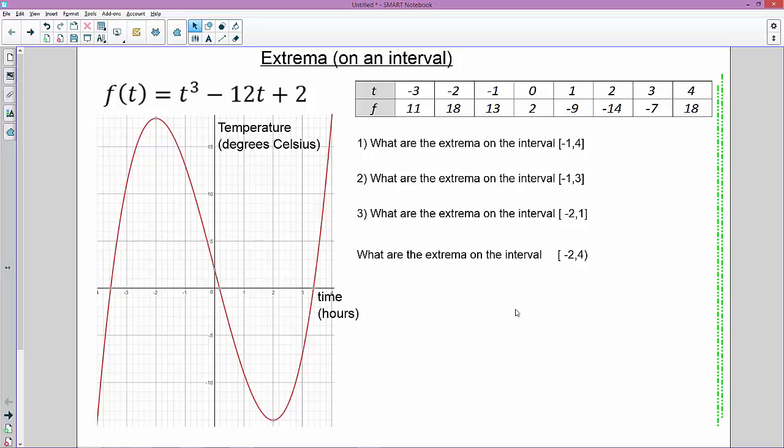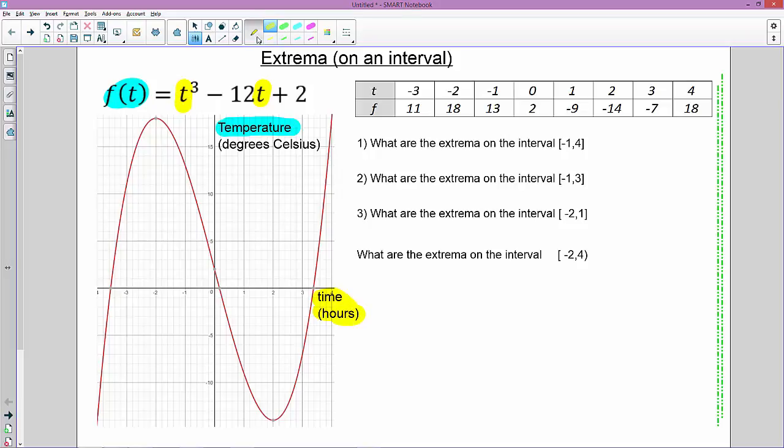So we know we have to limit our domain, and most of the examples we have here will have a limited domain. So we're only looking for the highest temperature or the lowest temperature over a specific domain. So in this example here, we have F being the temperature, and that's in degrees Celsius here, and T being the time in hours, okay?